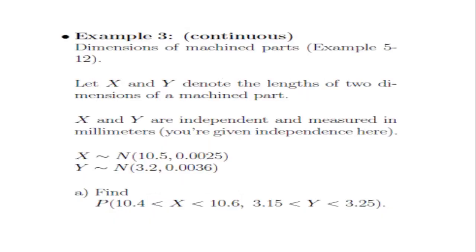Okay, this is your last one. Length of two dimensions of a machine part. X and Y are independent and measured in millimeters. You are given independence here, so both of these are independent. What does this mean? N(10.5, 0.0025): mean and variance of a normal distribution. You are given the density, because to define a normal curve, you just need these two values. Okay, so now what?